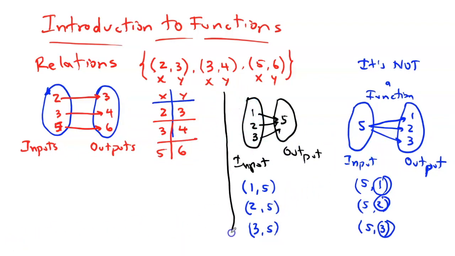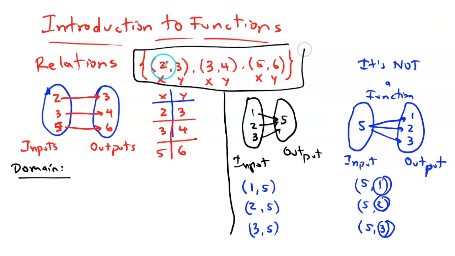Let's introduce the concept of domain and range. So when we talk about domain, we talk about the values of the input, right? Or the X values. So if I'm going to say, what is the domain of this relation? Then I'm going to go for the X's. My domain is 2, 3, and 5. All the values of the X.